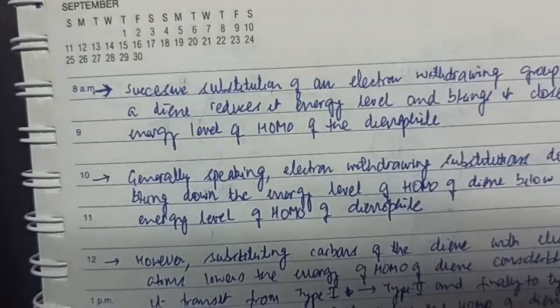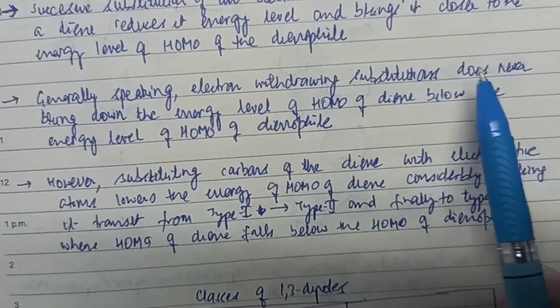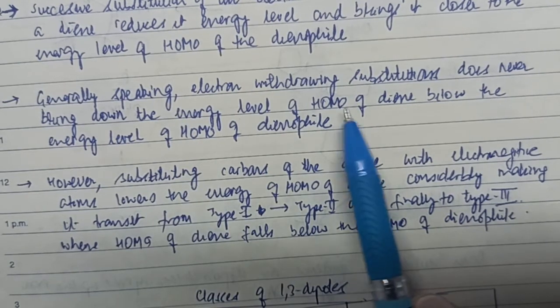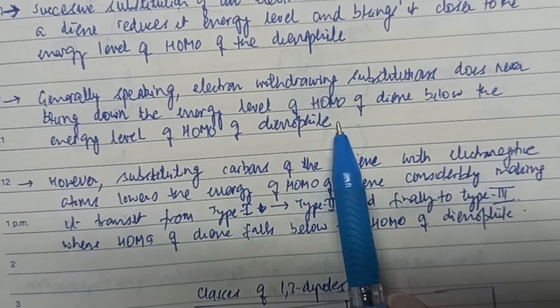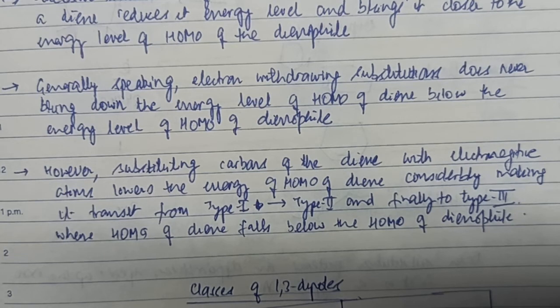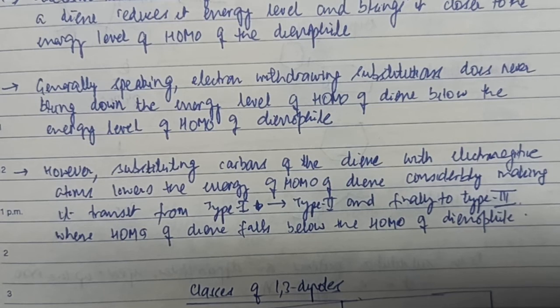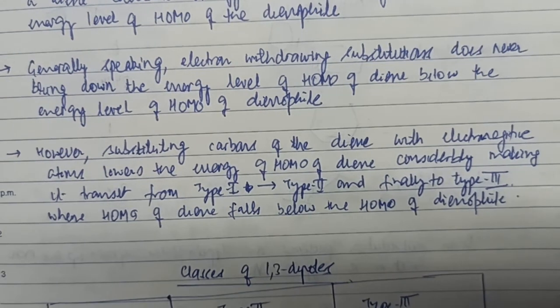But generally speaking, this does not happen. Generally speaking, electron withdrawing substitution never brings down the energy level of HOMO of the diene below the energy level of HOMO of the dienophile. Therefore, simply substituting the diene with electron withdrawing groups would never pull down the HOMO of the diene lower in energy as compared to HOMO of the dienophile. Hence, the substitution patterns will not alter the course of the reaction. That would mean that this reaction would remain type 1. Therefore, substitutions will not change the type of a cycloaddition reaction. It will not take a cycloaddition reaction from type 1 to type 2 category or from type 2 to type 3 category.